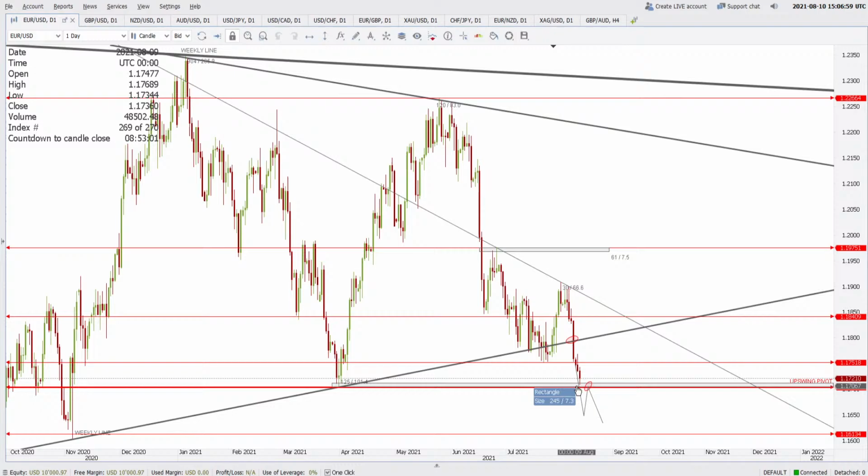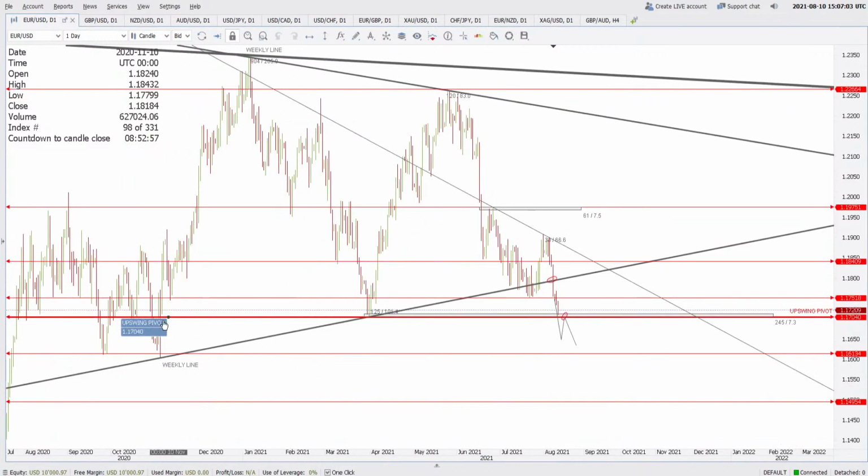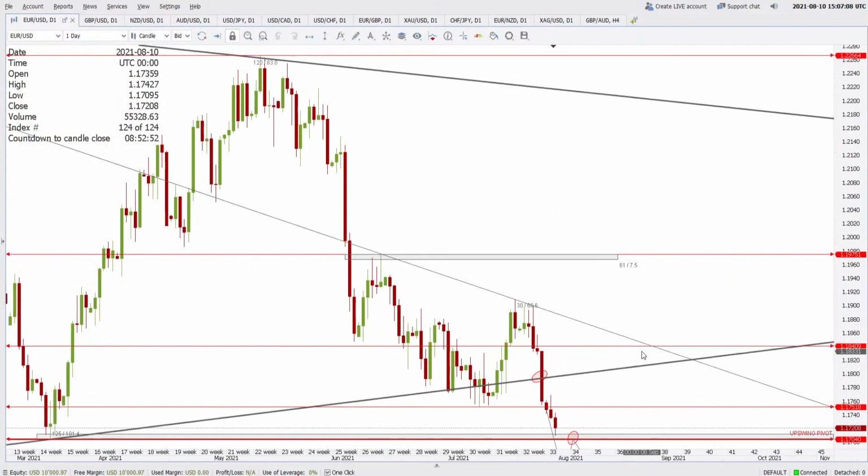Right now the price has tested this level of upswing pivot. It was a strong level of support in the past. Now what is the possibility? What do you think is going to happen?